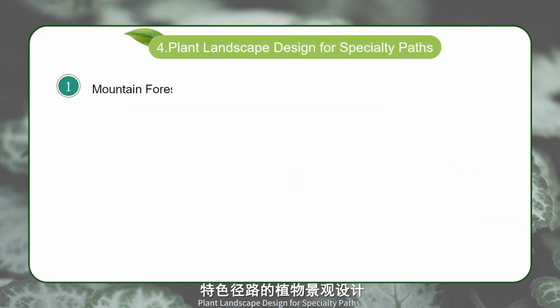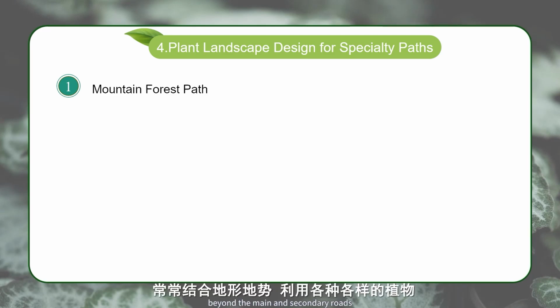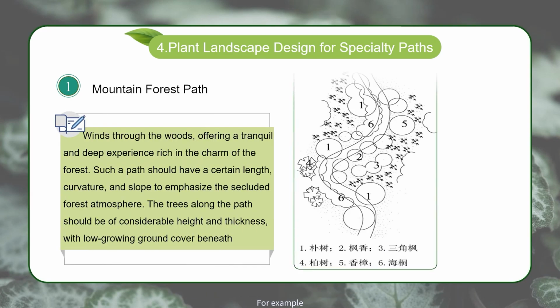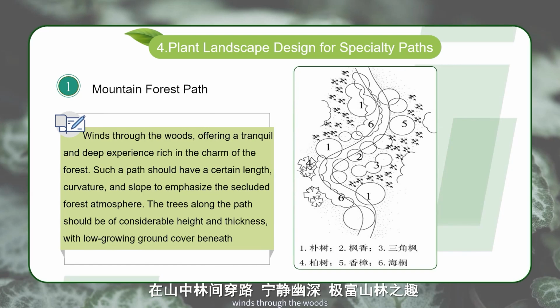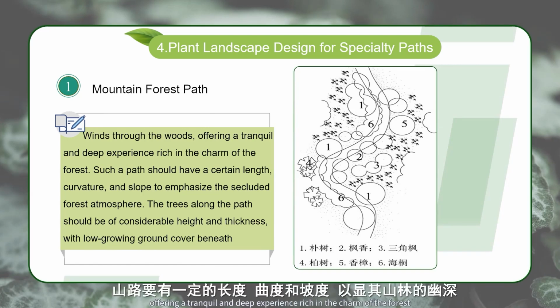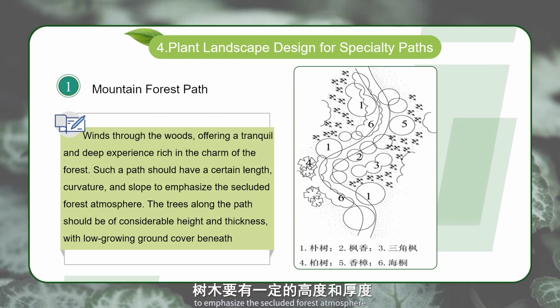Plant landscape design for specialty paths. In gardens, beyond the main and secondary rows, various types of plants are often used in conjunction with the terrain to create paths with distinct atmospheres and experiences. For example, the mountain forest path winds through the woods, offering a tranquil and deep experience rich in the charm of the forest. Such a path should have a certain length, curvature, and slope to emphasize the secluded forest atmosphere.